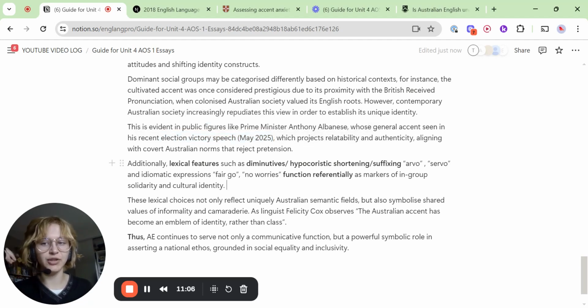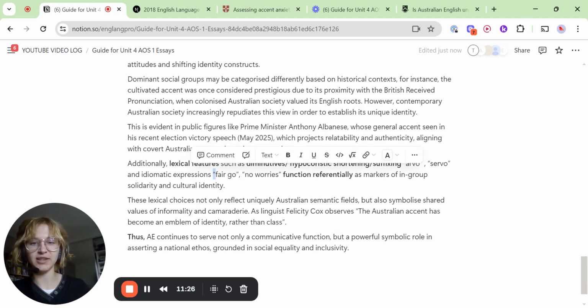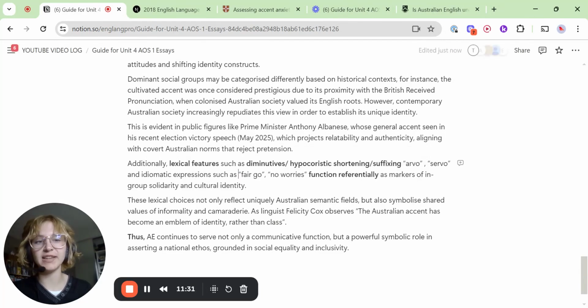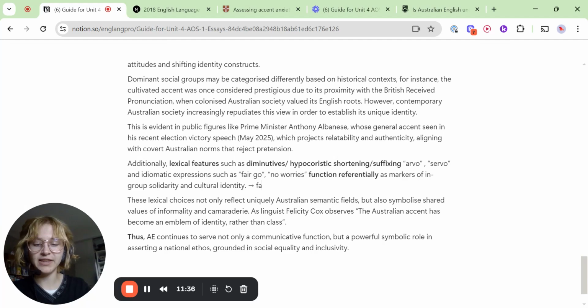Now, moving on to a more broad example, which is just lexical choice. We've got lexical features such as diminutives, hypocoristic shortening, suffixes. You do not put slashes in your essay. This is for you guys to kind of pick and choose as you go. Arvo, servo, and idiomatic expressions, fair go, no worries. Function, I'll put such as. Fair go, no worries. Function referentially as markers of in-group solidarity and cultural identity. And this is where you can put that example of the Facebook Garbo contemporary example.